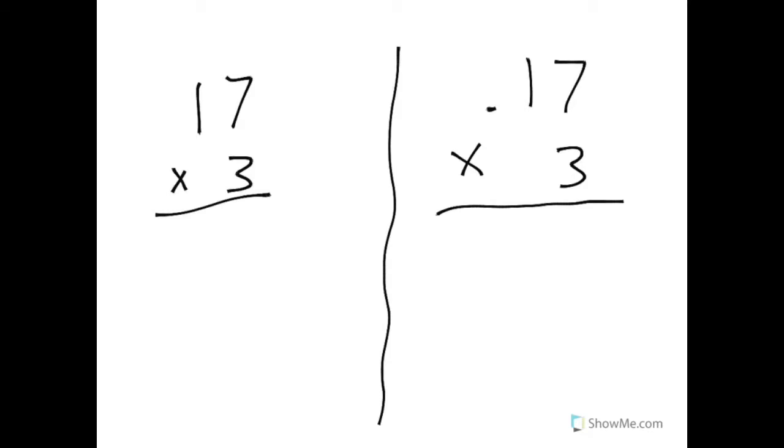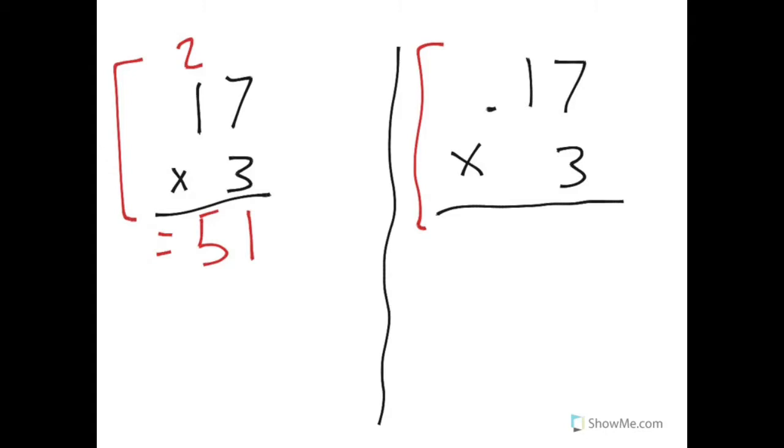All right, here I have two math problems. You'll notice that they look very similar, except that this math problem uses whole numbers, 17 times 3. This math problem uses the same digits, but it's 0.17 times 3. It has a whole number and a decimal. Let's do the one on the left first, the whole number. Easy math. 3 times 7 is 21. Drop the 1, carry the 2. 3 times 1 is 3, plus the 2 gives me 5. My answer is 51.